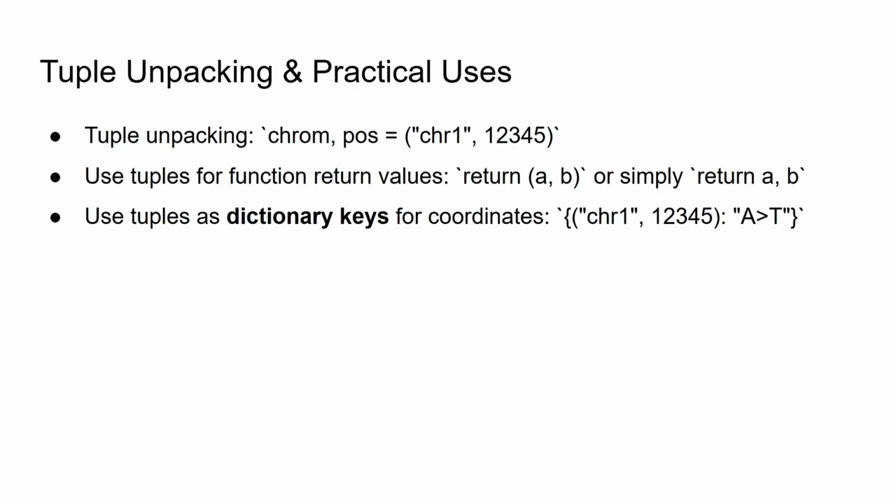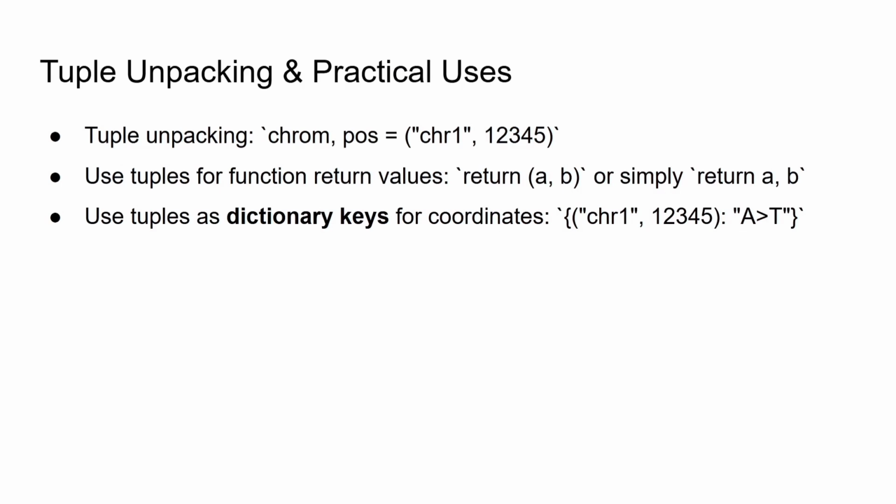For example, if we have chromosome, position equals chromosome 1, 1, 2, 3, 4, 5, Python automatically assigns chromosome 1 to the variable chrom and 1, 2, 3, 4, 5 to the variable pos. Tuples are also very useful for function return values. Often a function needs to return more than one value. You can write return (a, b) or simply return a, b without the parentheses, and the function will return a tuple containing both values. This makes it easy to capture multiple pieces of information in a single assignment.